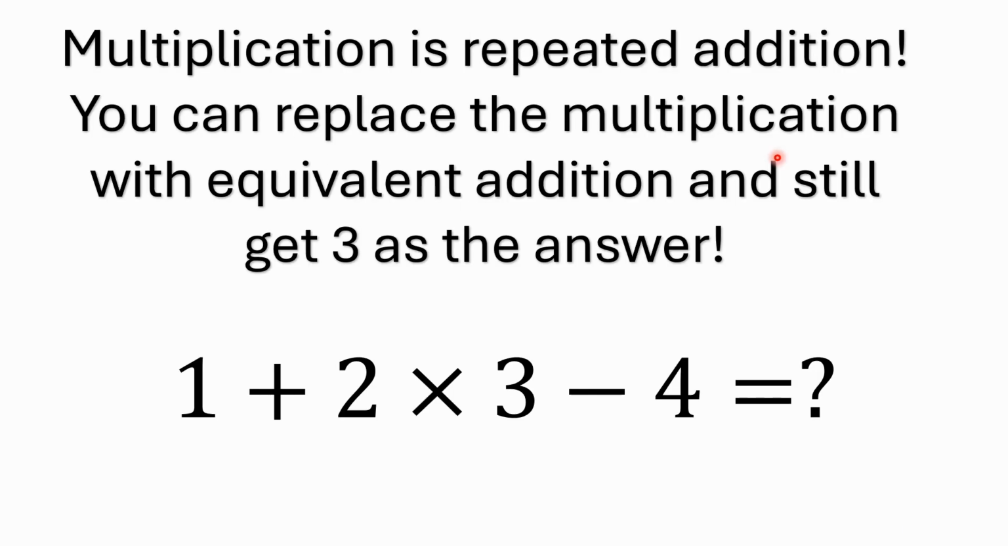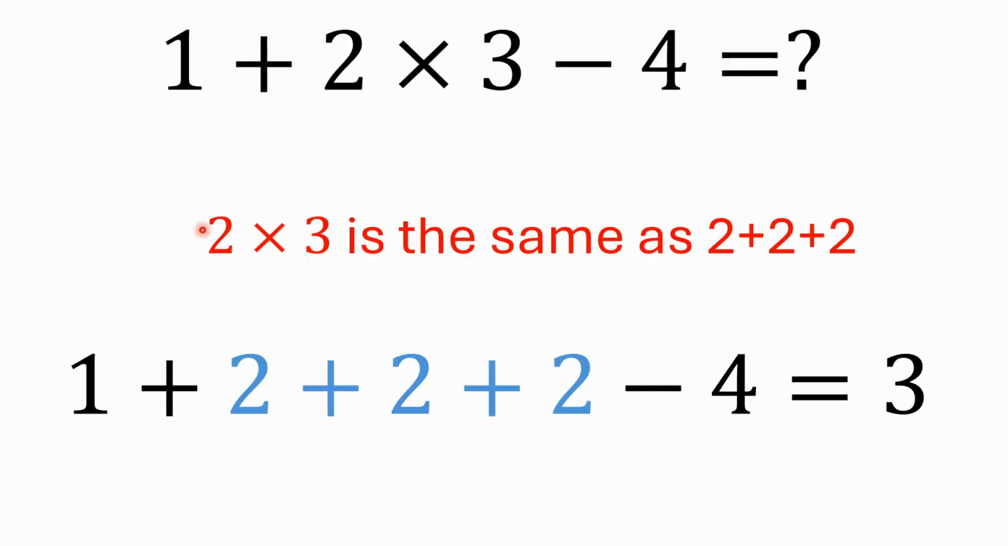And lastly, I want to talk a little bit more. I've already said this once. I said that multiplication is repeated addition. And again, you can replace that multiplication with equivalent addition, and you're still going to get 3 as the answer. We take 1 plus 2 times 3 minus 4. What's 2 times 3? 2 times 3 is the same thing as adding 2 3 times. 2 times 3 is the same as 2 plus 2 plus 2.